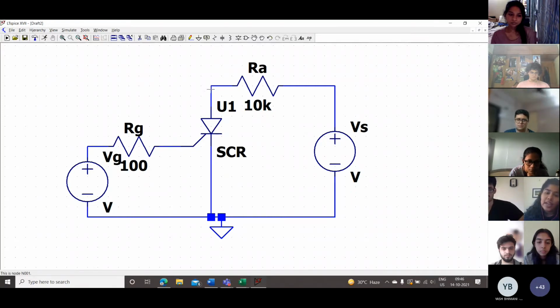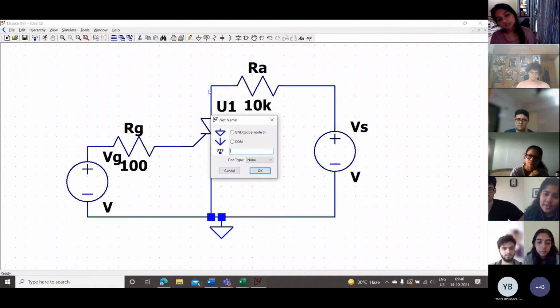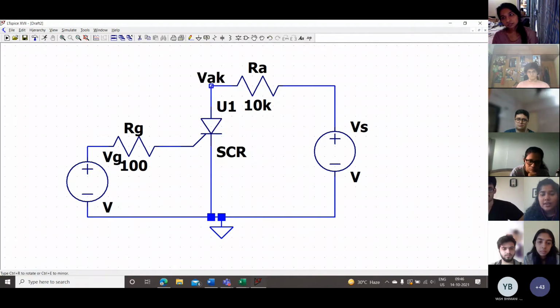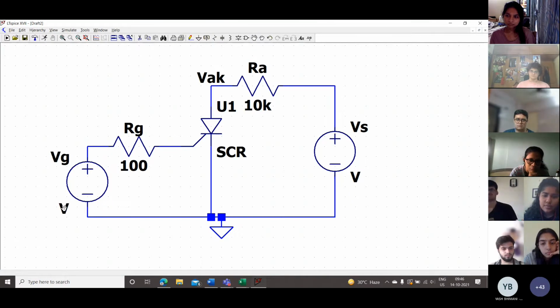And just like last time, I'm going to label this net as VAK. And VAK is your voltage across the SCR. We're going to use this to determine whether our SCR is on or off. It seems like there's a bit of crowding here, so let's just move this here.